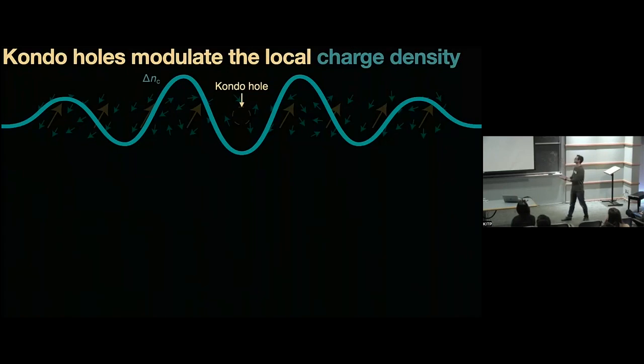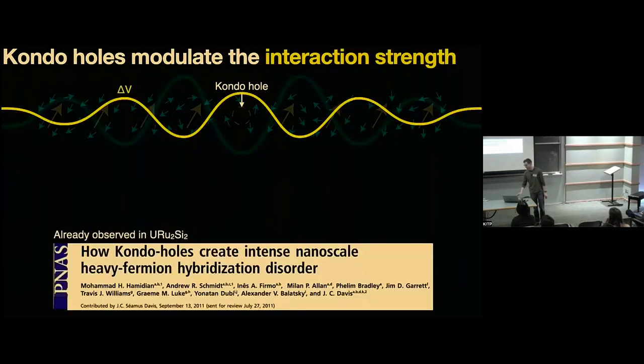Now, one consequence of this is that if you have more electrons at a particular point, each one of those electrons needs to do a little bit less to screen the magnetic moment. So you might expect also oscillations in the interaction strength, and those oscillations should be out of phase. Those are already observed in this compound, uranium ruthenium 2 silicon 2, by measuring the hybridization gap. As you move away from a Kondo hole, it's found to oscillate with this wave vector.